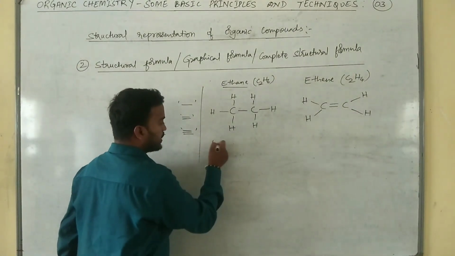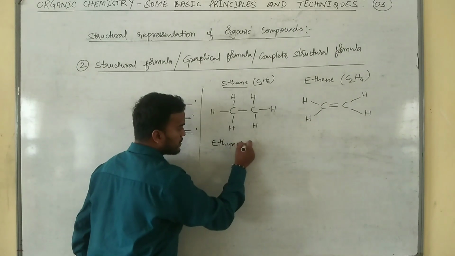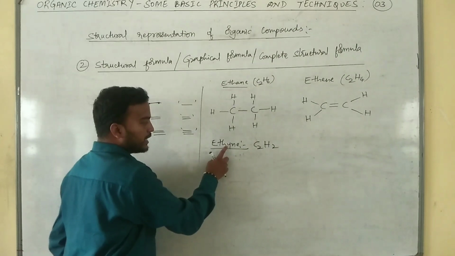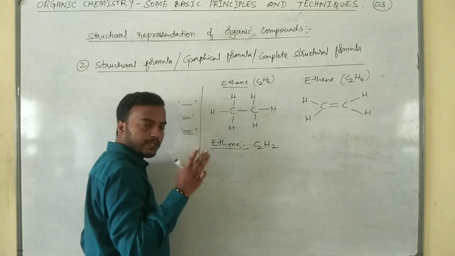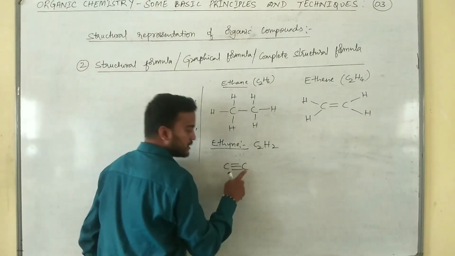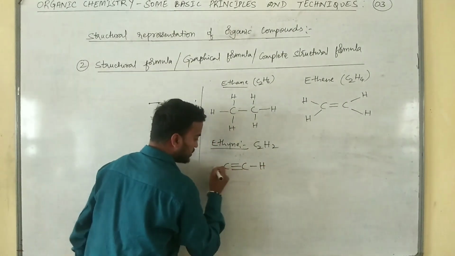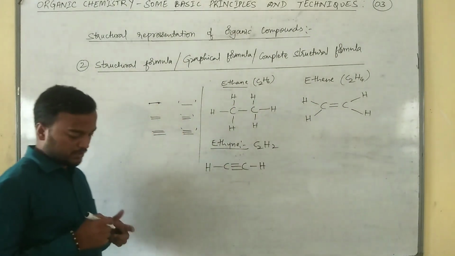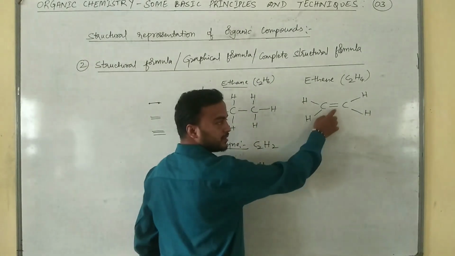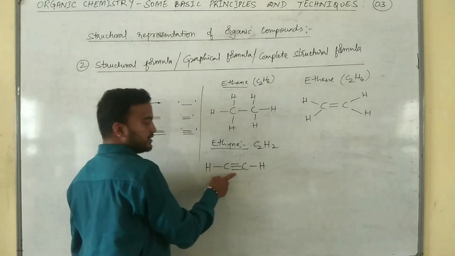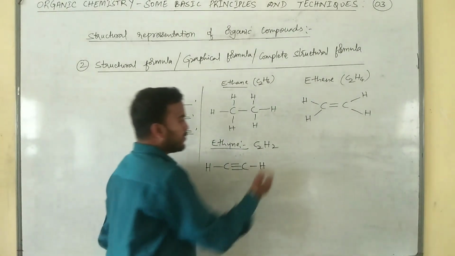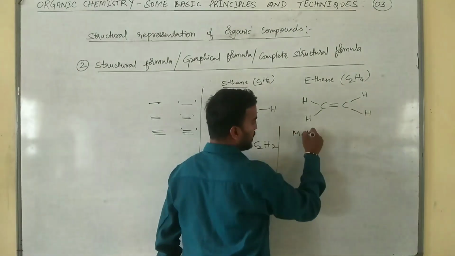Next I will take ethyne as an example. It has formula C2H2. YNE is nothing but carbon carbon triple bond. Carbon carbon triple bond, so 2 hydrogens. This carbon contains 1 hydrogen and this carbon contains 1 hydrogen. So in this case all the single bonds are represented by single dash, double bond will be represented by double dash, and triple bond will be represented by triple dash. But I will take one more example, methyl alcohol.